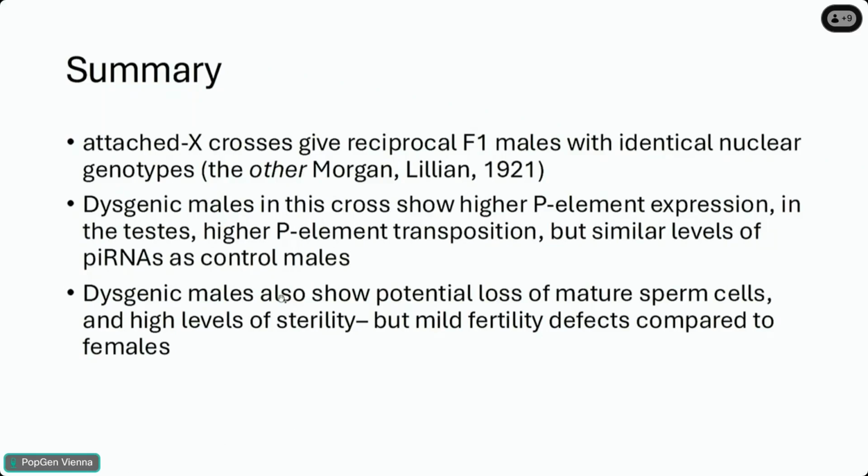Dysgenic males in this cross show higher P element expression in testes, higher P element transpositions, but similar levels of piRNAs as control males. These dysgenic males show potentially loss of mature sperm cells, as inferred from the associated single nucleus data, and high levels of sterility, but these fertility effects are mild compared to what you see in females.